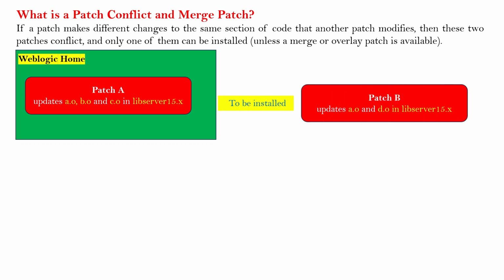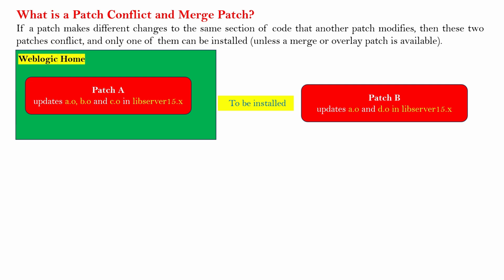Now you are going to install patch B. And what exactly is patch B doing? It is updating two parts of the code, A.O and D.O, in the same file, libserver15.x. So what is common here? Patch A, which is already in your system, is updating A.O, B.O, and C.O. Patch B, which we have to install, is going to update A.O and D.O. So A.O is common code which is already modified by patch A, and apart from that, D.O is the new bug fix in patch B.